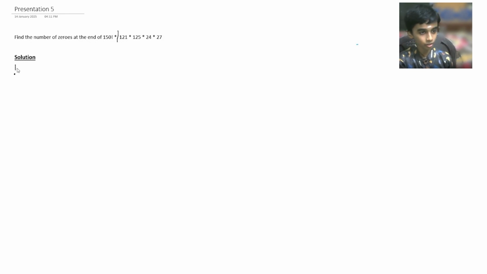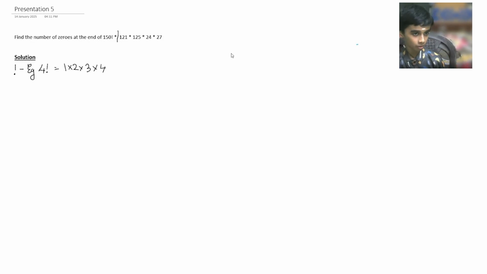This is the factorial symbol, and if you take, for example, 4 factorial, it is nothing but the product of the numbers from 1 till the number given. This is nothing but 1 times 2 times 3 times 4. Let's jump back to the problem.